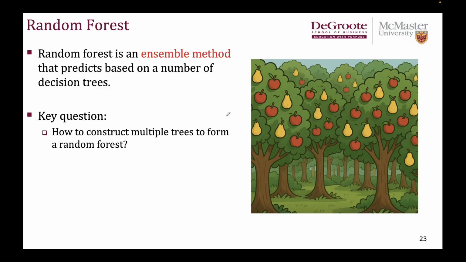Right? So we know how to construct a decision tree, right? Which is basically to partition the feature space into smaller regions. Now, how would you say we can construct a forest of multiple trees? Any guess?